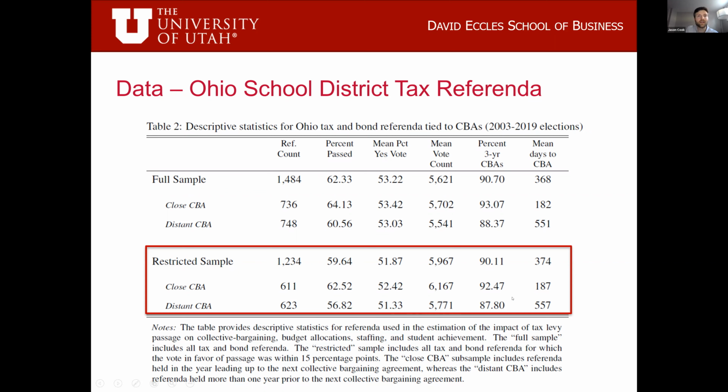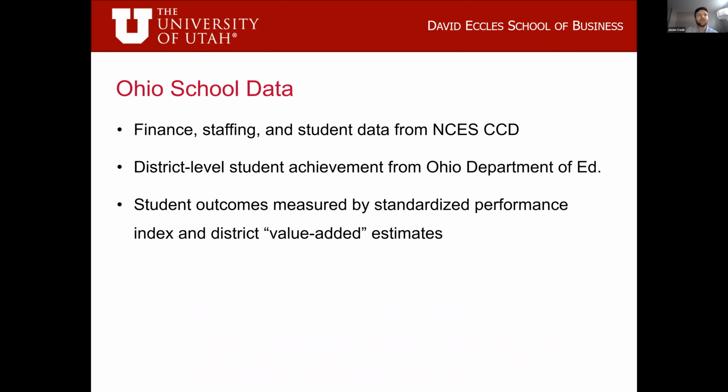These districts are trying to eke out all of the revenue they can, conditional on trying to pass these things. Okay, so we have school data as well. Some of this is more common data. We have data from the Common Core of Data: financing, staffing, and student data.